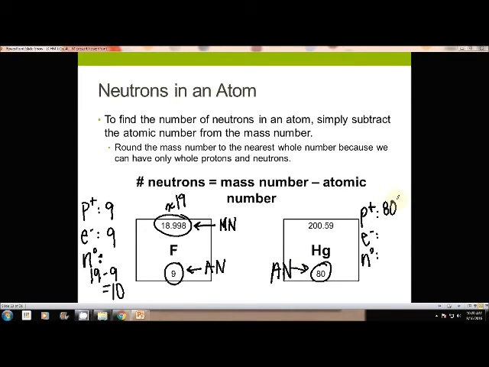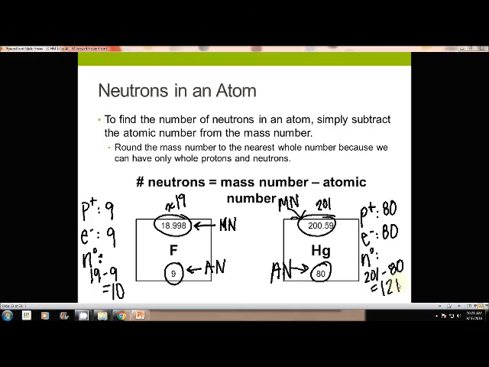Well, it's neutral because I didn't tell you otherwise, so that will be 80 electrons as well. And then last but not least, neutrons, we have to take the mass number, round it to, if it's 200.59, that 5 is going to make us round to 201. So we'll have 201 minus 80 is equal to 121. And that's all you have to do.